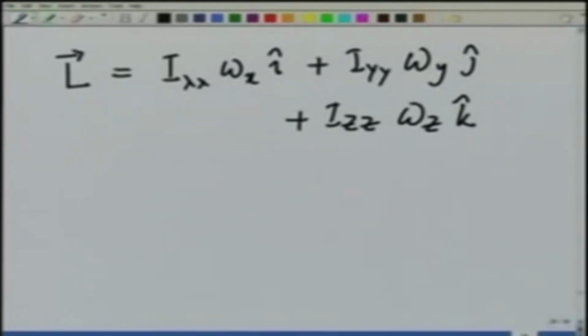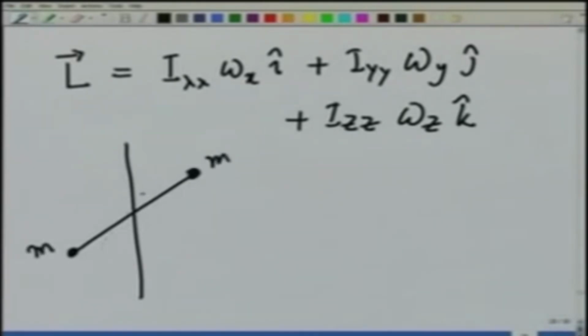Let us take a few examples. Suppose I take the old familiar example that we did in the very first lecture when we started rigid body dynamics: a rod having two masses m at distance L from the center and rotating with angular velocity omega about an axis which is at an angle theta from it.